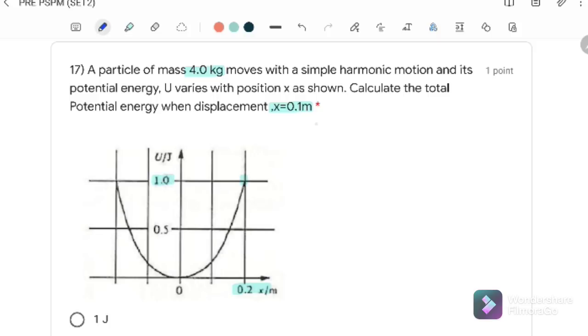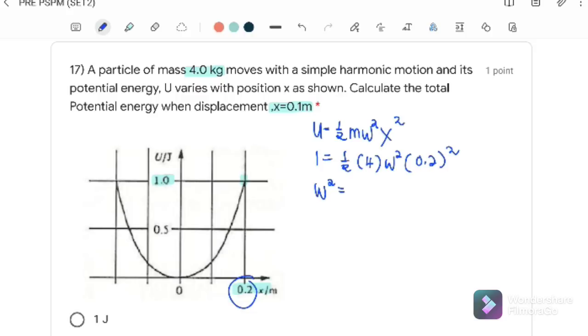So we can use U equals half m omega squared x squared. This is the equation for potential energy. So we know that when U equals 1 joule, m is 4, omega squared, and at that time x is 0.2 squared. Therefore, omega squared we will get 12.5.